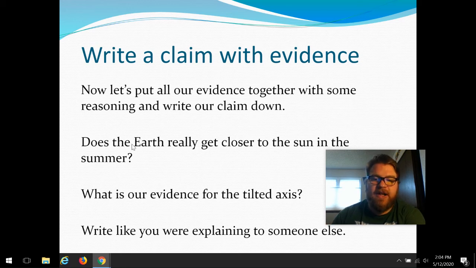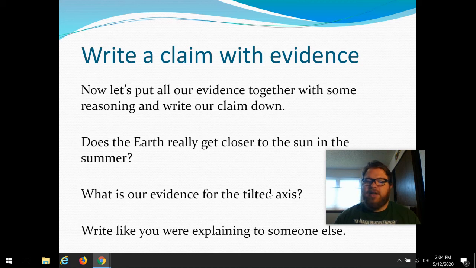So once again, does the Earth really get closer to the sun in the summer? What is our evidence for the tilted axis? So how can we tell that the Earth is tilted? Because if it wasn't, we would all have the same seasons all the time. In fact, we wouldn't have seasons. We would just have the same weather.